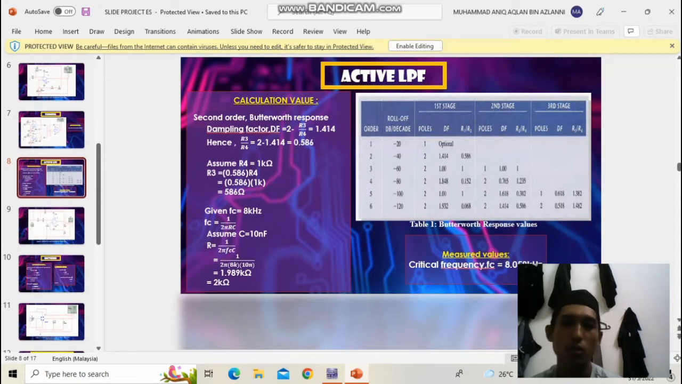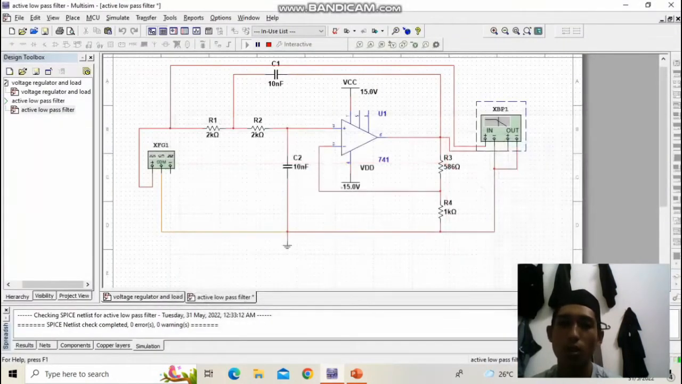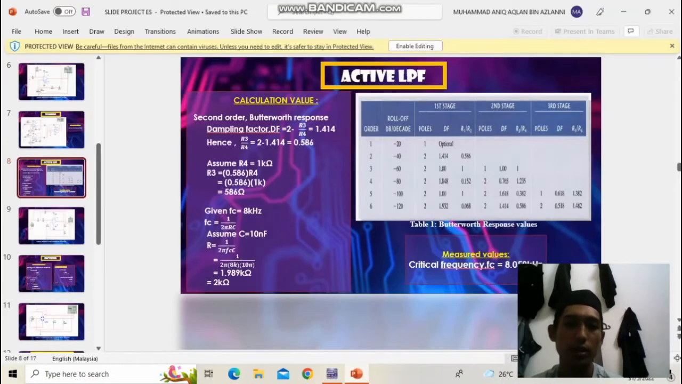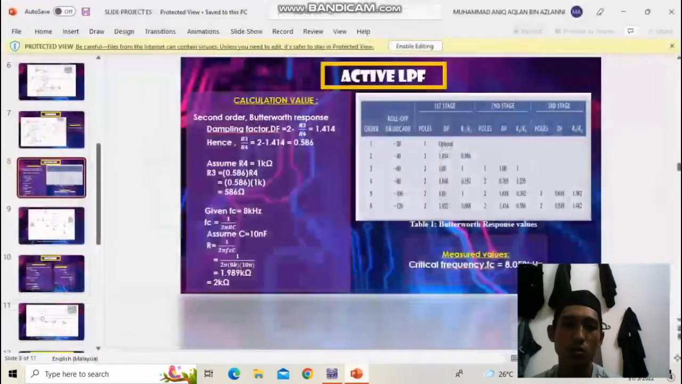1.414 is equal to 0.586. From there we assume that R4 is 1 kilo ohm, so we can see the circuit as shown. R4 is 1 kilo ohm, and then 0.586 times R4, we will get 586. 586 is the R3 value, because here we need to find R3.